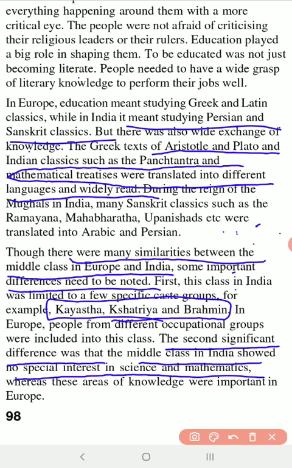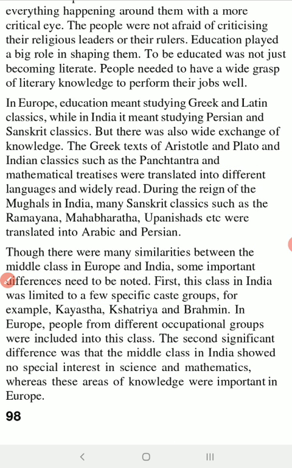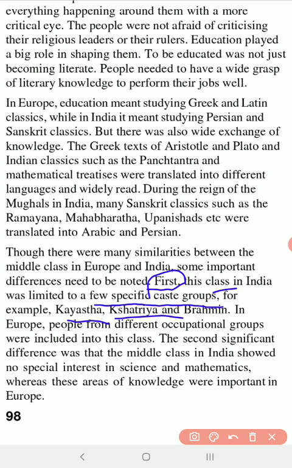So, the differences between the middle class in Europe and in India. The first difference is that in India only a specific caste group were the middle class, like Vaishya, Kshatriya and Brahmin. Whereas in Europe, anyone who is educated is part of the middle class, right?